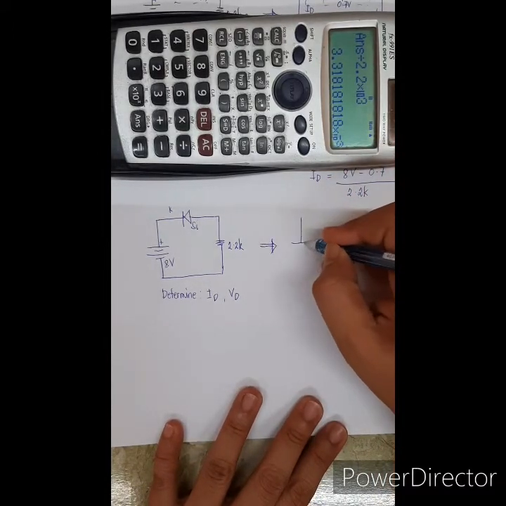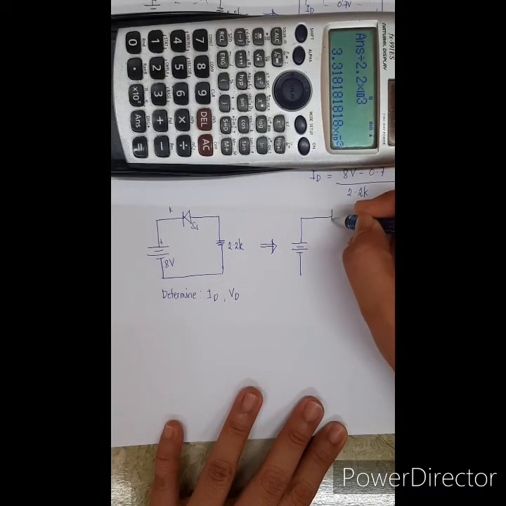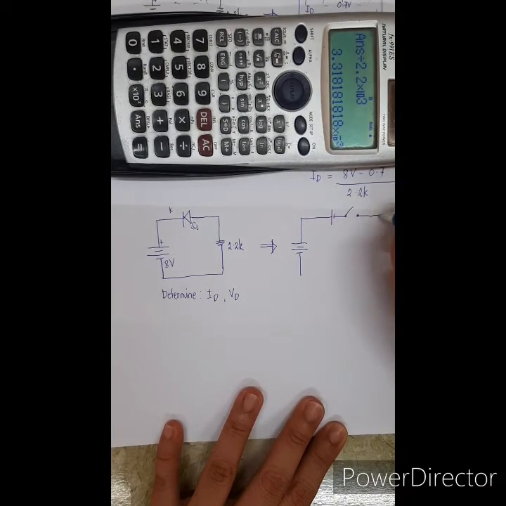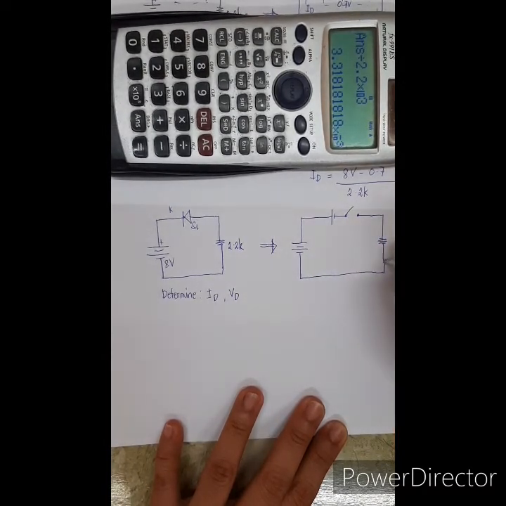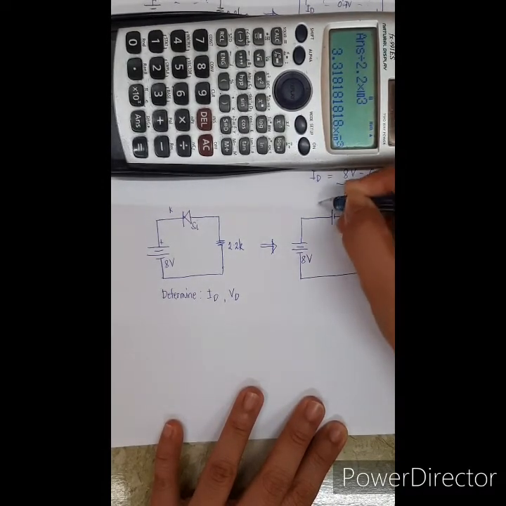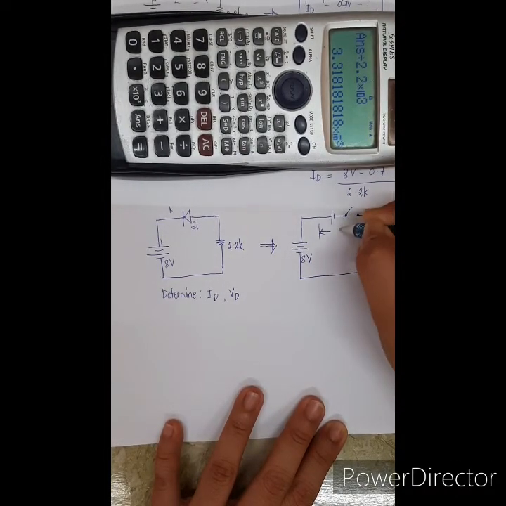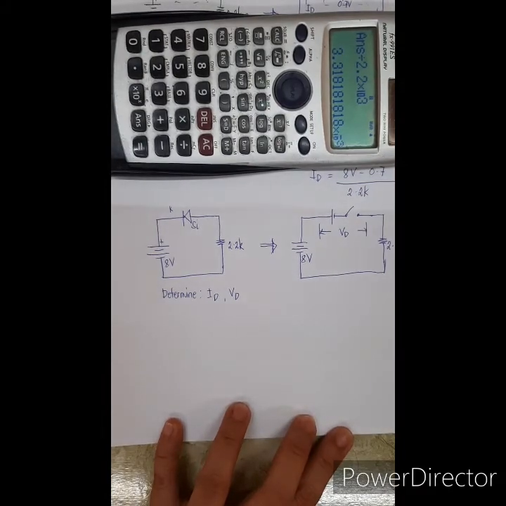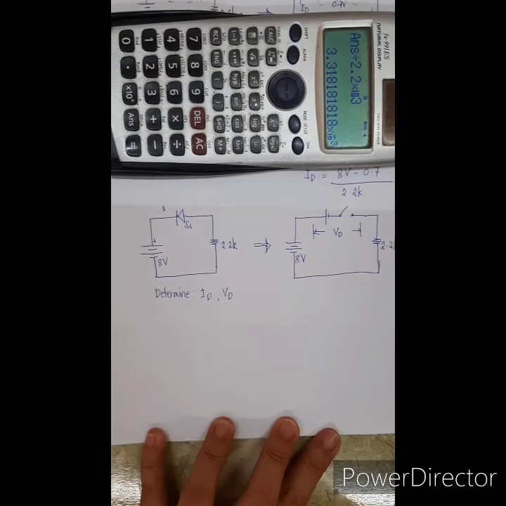So therefore, new voltage, then open, then we have the 2.2K, the 8 volt, and eto po yung buong VD. So ordinarily, naka-open po yung ating switch.